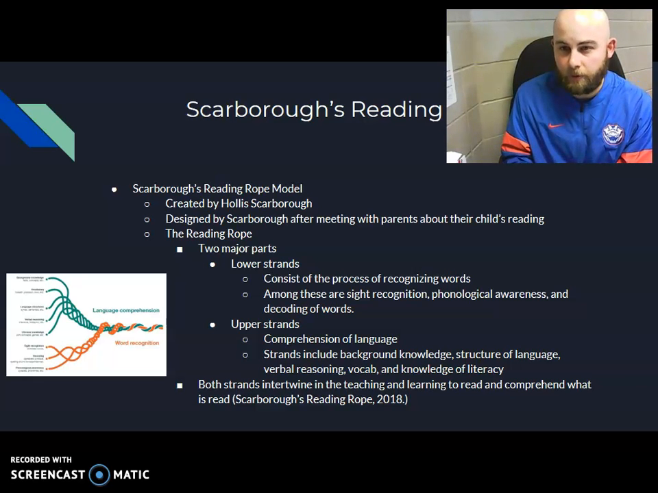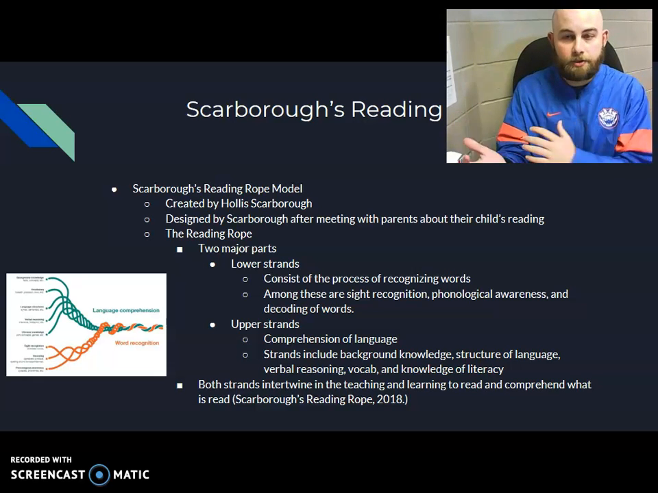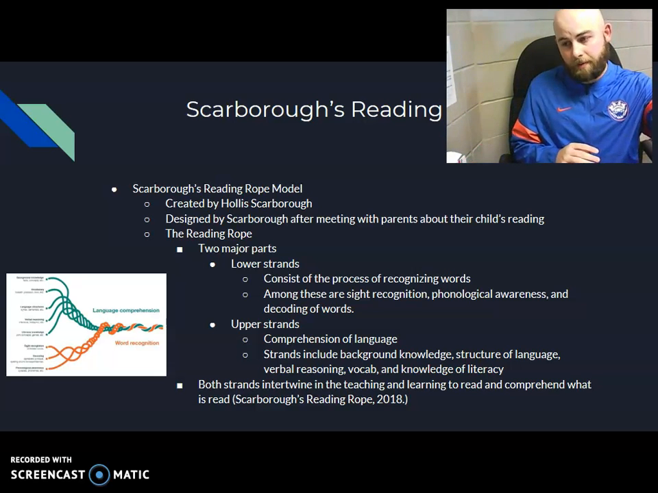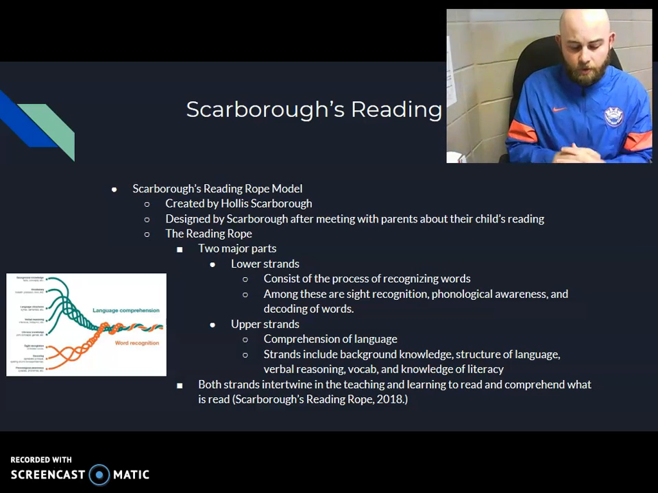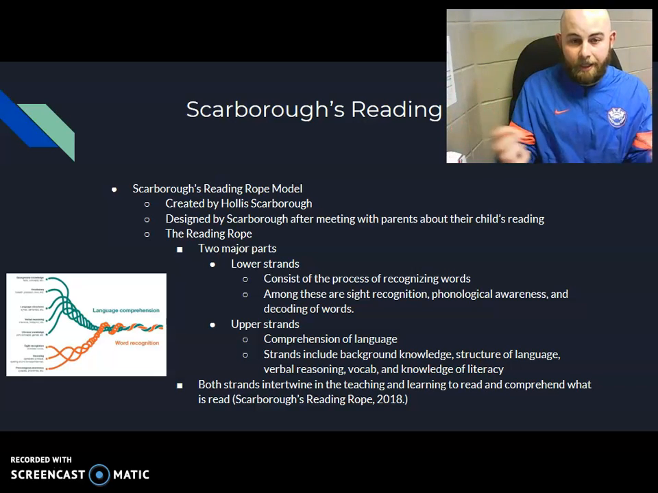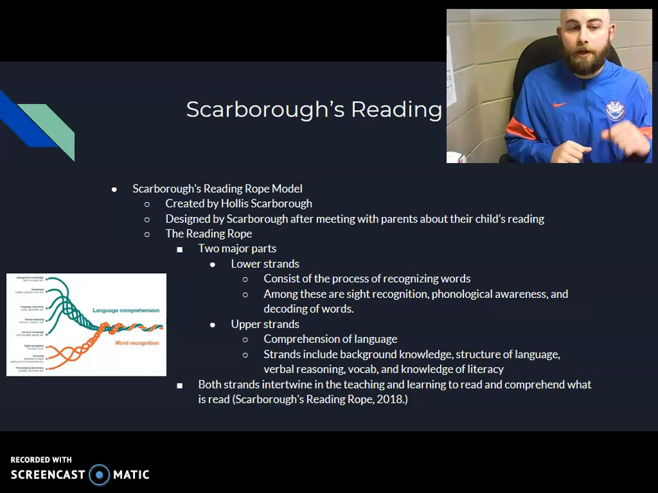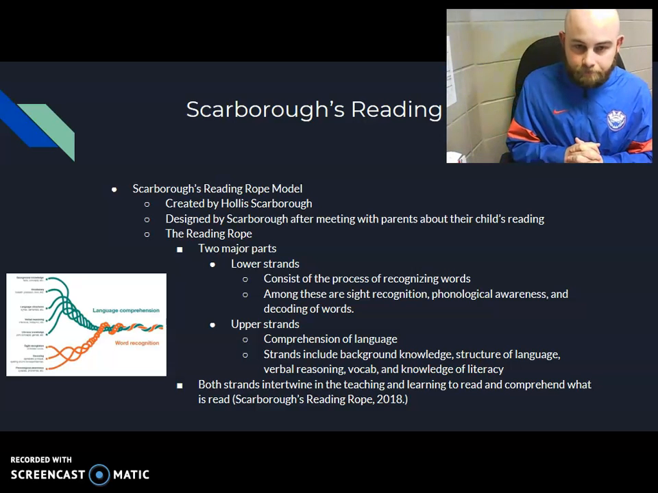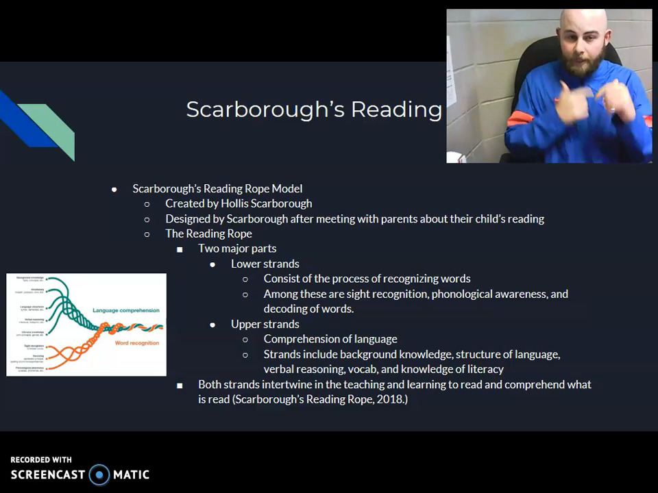And he realized you couldn't give a cookie cutter answer for why these students were struggling to learn to read, because one student might not be able to read for this reason, and another student may struggle with a different area. So he broke it down into, again, two major parts, which are called the reading rope. Here on this presentation, you can see a picture of that reading rope and how it works together.